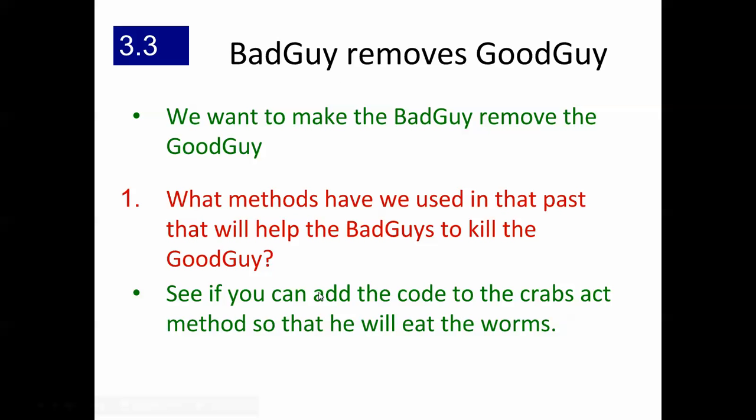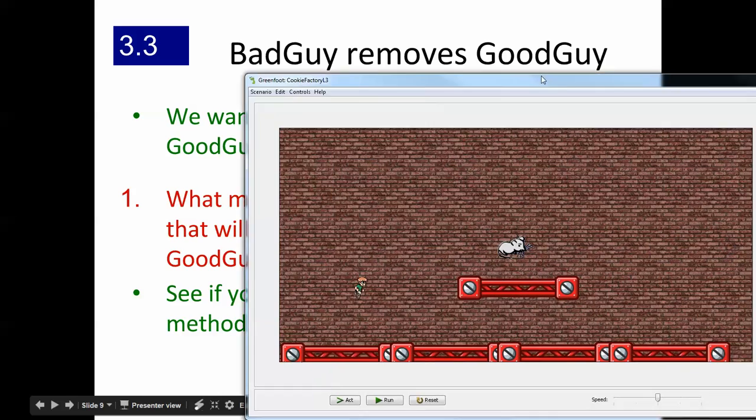All right. Bad guy. Okay, so we need to get the bad guy to remove the good guy. We want the bad guy to remove the good guy. So what methods have we used in the past that will help the bad guys to kill the good guys? And write that down in your notes, but we know that it's can see and eat. So if you can add the code to the crab's act method so that he will eat the worms. Okay. So that's pretty easy.